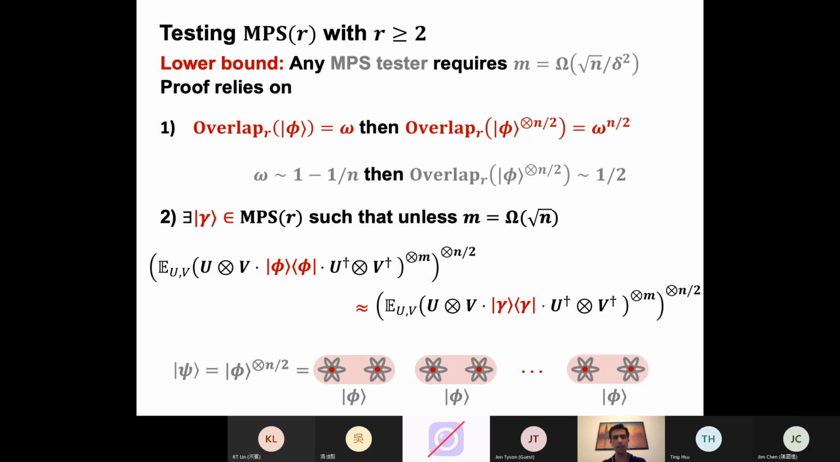So in summary, we have a state psi which has a constant distance from MPS R, but when it's randomly rotated, and we are only given fewer than square root n copies of it, it's close to some random ensemble of states in MPS R, and therefore MPS testers fail to detect this.